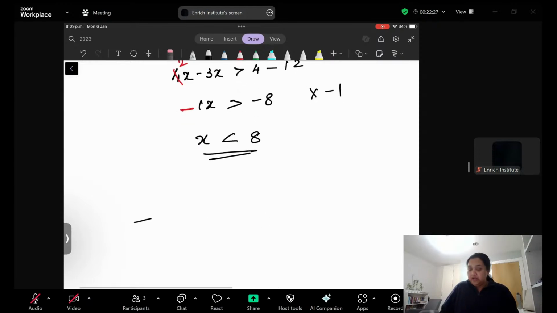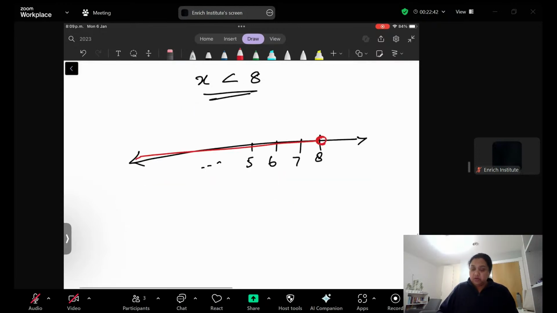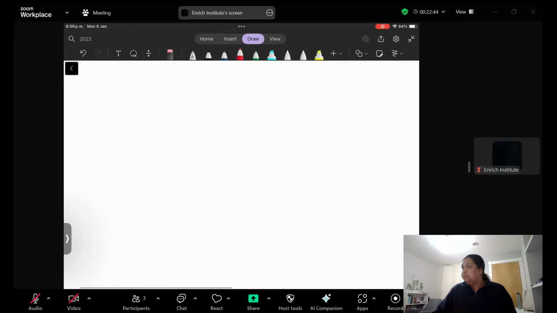So when you're plotting it on a number line, it will be 8, 7, 6, 5. It goes on like this, and since it is a real number and it is less than 8, you will put an open circle and then you draw it till here. So this is how you complete the inequality.